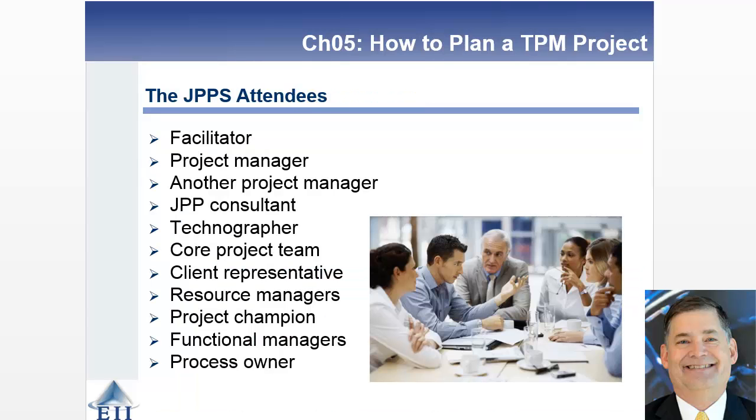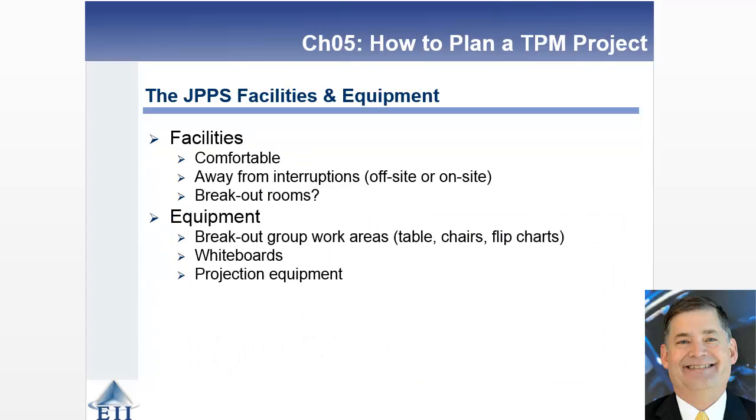Here are the attendees. I think most of these are the normal suspects. So you've got a facilitator, a project manager, perhaps a second project manager, maybe a consultant that comes in and helps you. That technographer is someone who bridges the business world with the technology world. Your core project team that you have at this particular point, your client representative, then resource managers, your project champion. You may have some functional managers in there and a process owner. So again, the normal suspects that would be involved with planning. Do note the client is involved at this stage. It's not a fire and forget type of thing. They have to be involved with planning it out.